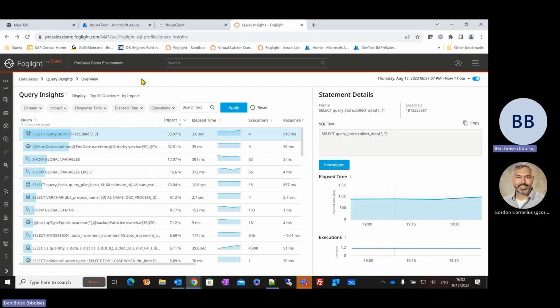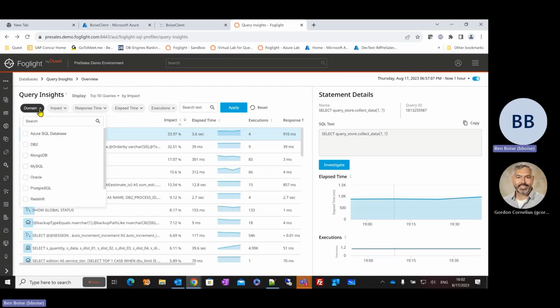Because Foglight offers such broad coverage of various database platforms, one of the first things I may need to do is filter to the domain that I'm responsible for, or that may be most critical to my enterprise. But the reality is, maybe we haven't gone that far into the process, right? We don't necessarily care which domain it's participating in. We just need to know how it's impacting the environment.